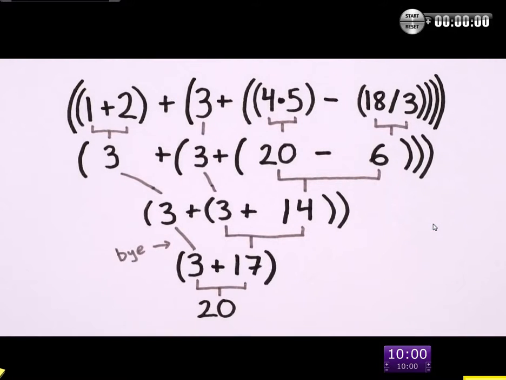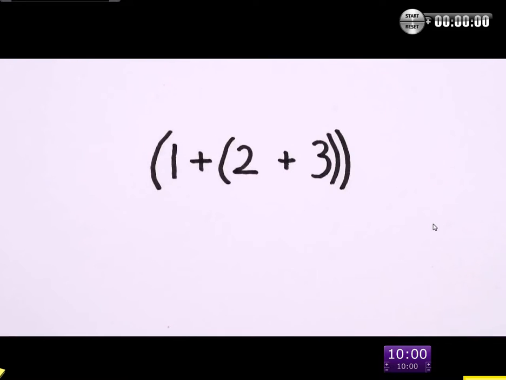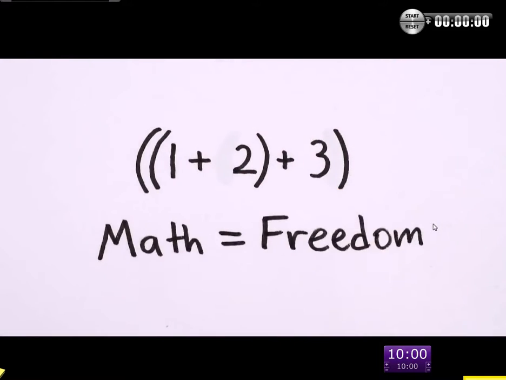But it turns out that's not the only way. It's possible to change the order in which you do the operations, to rearrange the parentheses, as long as you know what the underlying mathematics is.